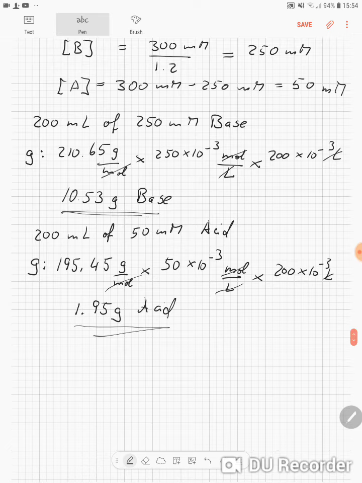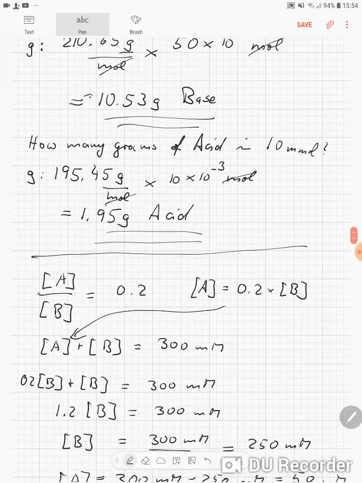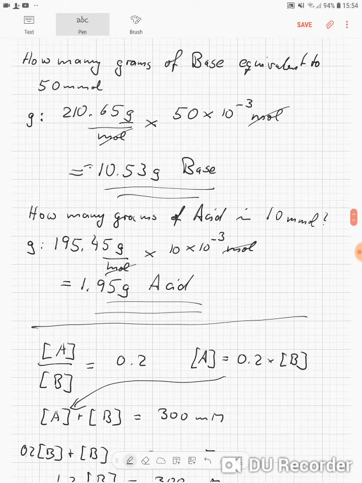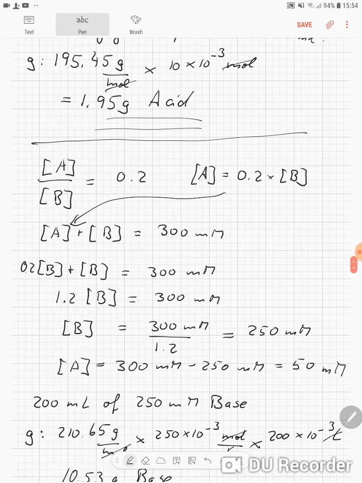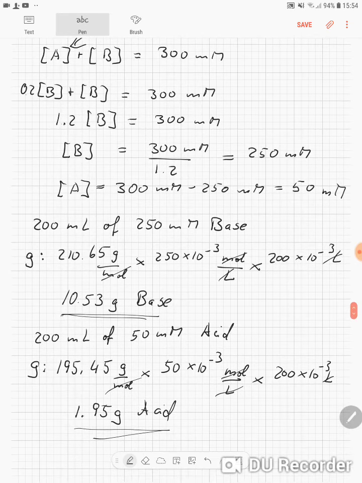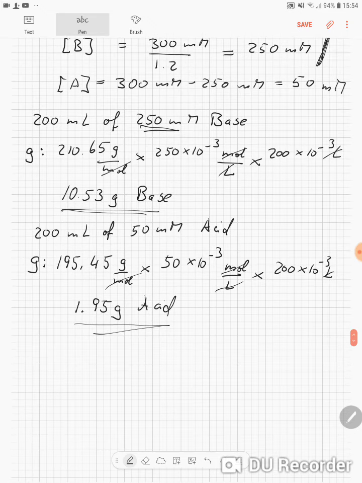So both methods are absolutely equivalent. They give the same results. In the one case, we just first calculate how many moles does the buffer have, or we can also calculate what is the concentrations of the different compounds. So here the 250 and the 50 millimolar, but the result is equivalent. It always comes to the same conclusion.